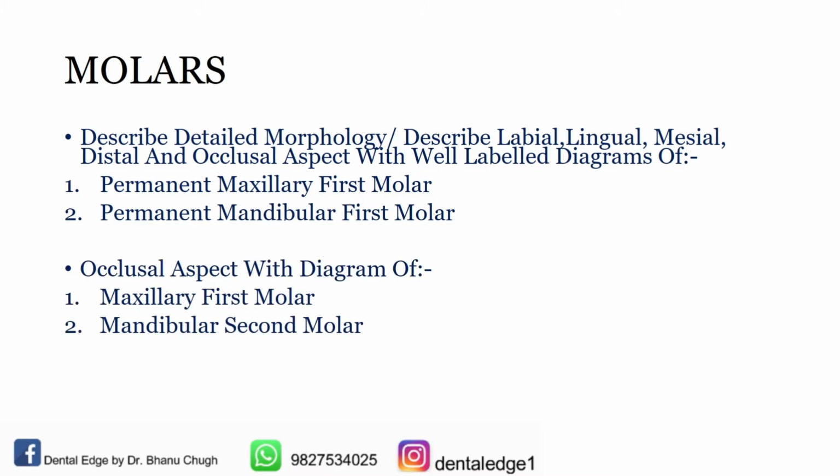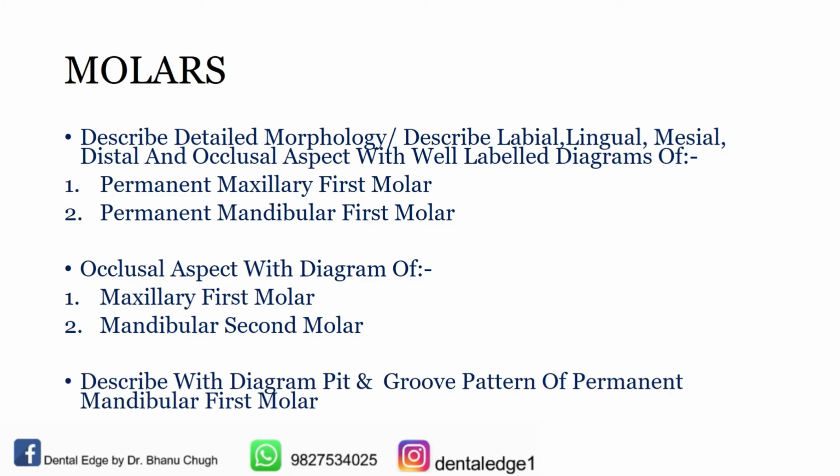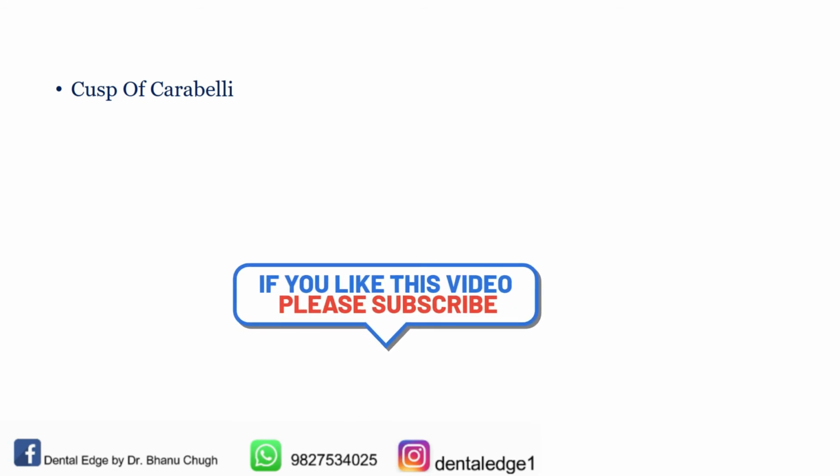Then you can be asked to write about the occlusal aspect with diagram of maxillary first molar or mandibular second molar. Then you can be asked to describe with diagram the pit and groove pattern of permanent mandibular first molar. Then one of the common viva questions or an MCQ or a fill in the blank question is, what is cusp of Carabelli? Or you can be asked, where do you see cusp of Carabelli? So you should know this.